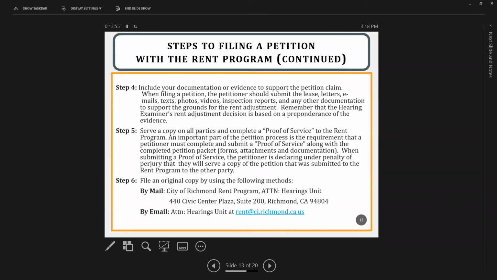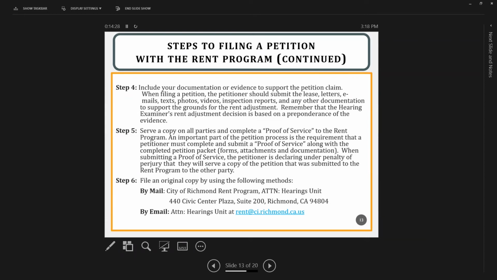Step 4 includes your documentation or evidence to support the petition claim. When filing a petition, the petitioner should submit the lease, any letters, emails, texts, photos, videos, inspection reports, or any other documentation to support the grounds of the rent adjustment. Remember, the hearing examiner's rent adjustment decision is based on a preponderance of the evidence.